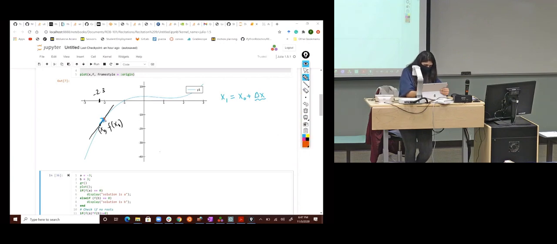This is my x1. I take another gradient. I get this point. I take another gradient. I get this point. I take the gradient here. This one, take the gradient here. Get this one, take the gradient here. Get this one. And that's the solution. Does that make sense? That's the intuition behind Newton's method. We're just following our gradient, and we should end up at a root.